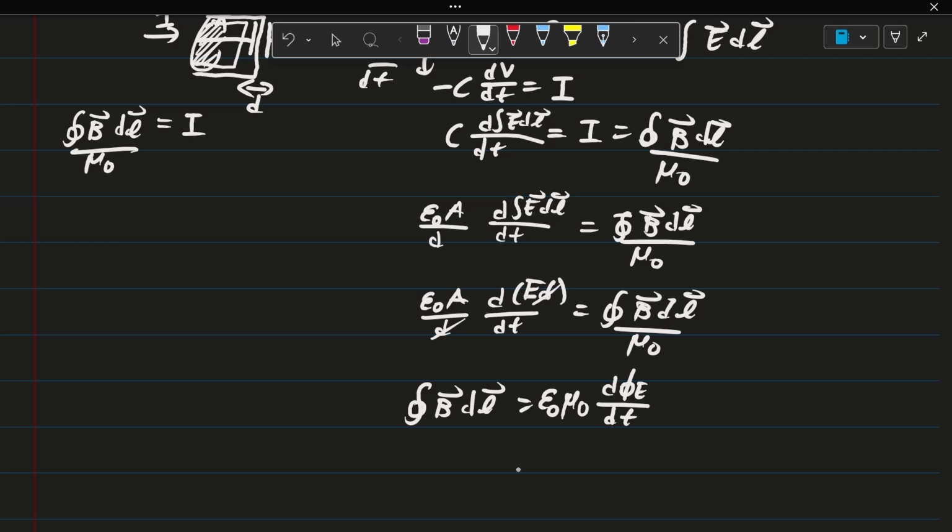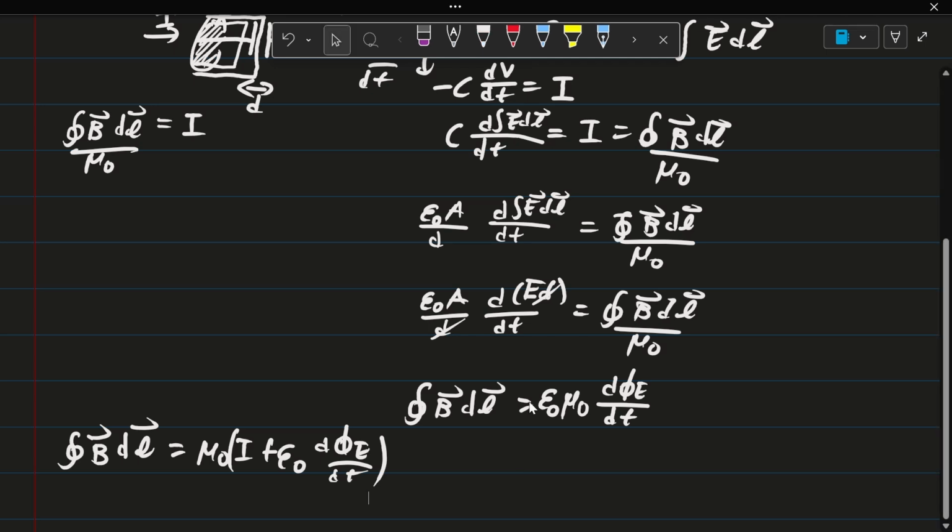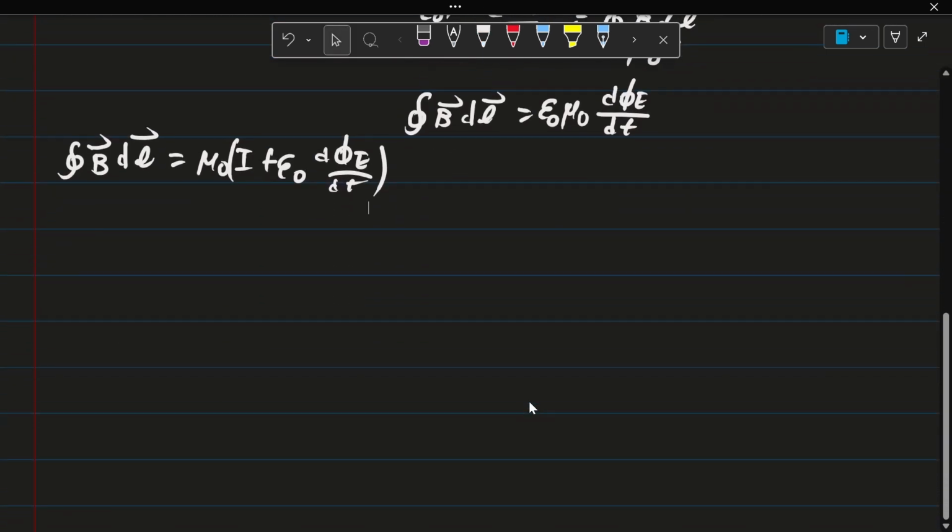And so we could actually generalize Ampere's law into a much more general case in which it will work for any kind of system. This would be mu 0 I plus epsilon 0 d phi E over dt. Now this brings a certain condition in which we have current as well as this other type of current, which we will call the displacement current. Displacement current.